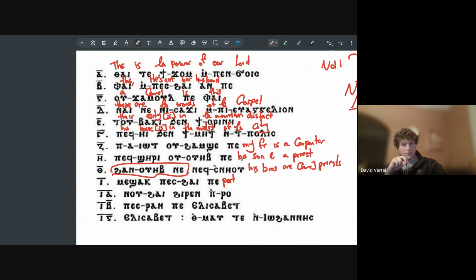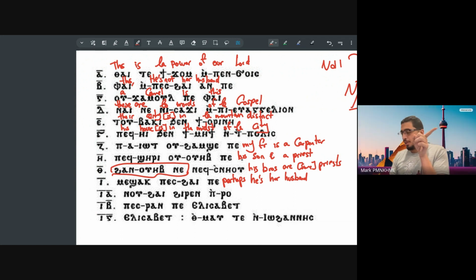Perhaps he is her husband. Sorry, I was thinking of another exercise in which I thought a word was not a word, but a name. But also, you can't say "Meshach is her husband." That would not work. If it's a name, you can't say that. You would not say it that way. If you want to say "Misach is her husband," you say Misach Pepes Hai.